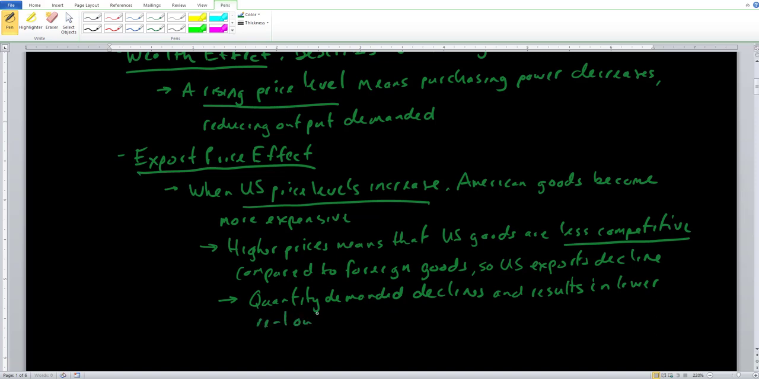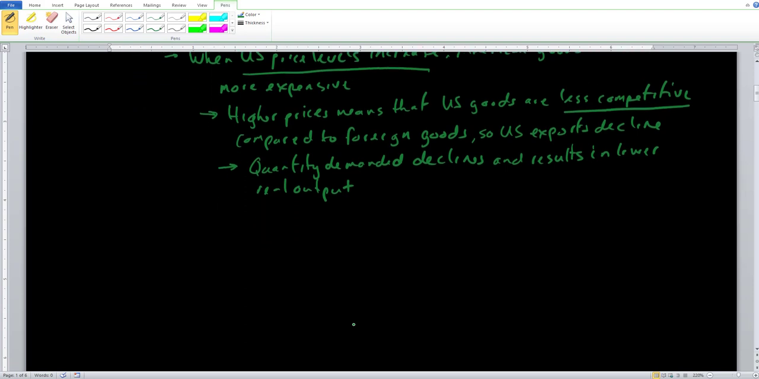Real output, or GDP. So in this instance, once again, we're hitting a reason as we move from point A to point B: there's going to be a negative relationship between the price level and real GDP. And then finally, the last effect that ties everything together is going to be the interest rate effect. With the interest rate effect, we're taking a look at how interest rates are going to be affecting our real output when the price level changes.